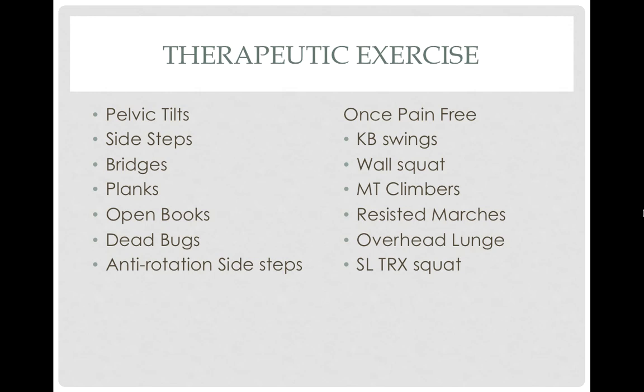Once we were able to do some more pain-free movement, he was actually able to kind of do a body squat without pain. We progressed into a little more stuff, kettlebell swings, wall squats. I like the wall squats because he's able to get down into that deep squat, utilize some of those muscles. It's an isometric exercise, yet we weren't really putting the hip in a deep flexed state with an anteriorly rotated pelvis. And mountain climbers, resisted marches, really just working on the strength of the iliopsoas there, overhead lunge and single leg TRX squat.